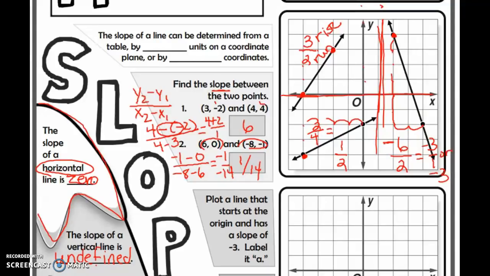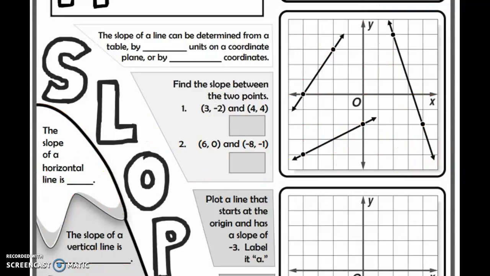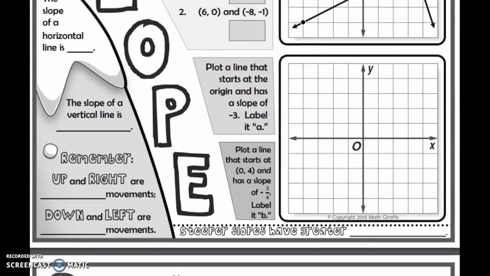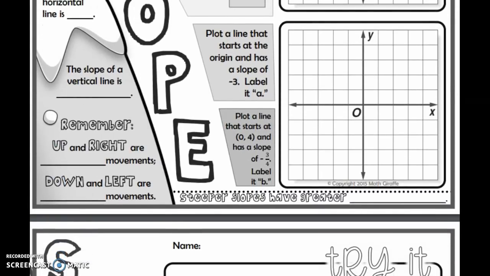We have a little bit more to do, so I have to scroll down. Oh, I didn't put that one on. Almost done. I'll write in blue this time. Remember, I'm right here at this point. Remember, up and right are positive movements. Oh no, is my pen not going to work again?